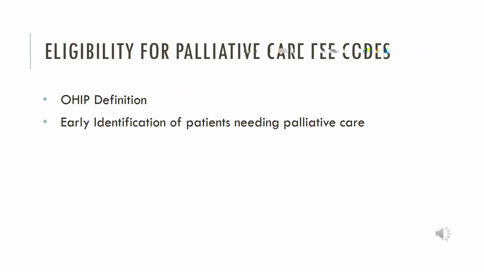As we consider whether Joseph's care is eligible for palliative care fee codes, we can look at 2 sets of criteria for making that decision. The first is the OHIP definition of palliative care, and the second is the current approach to early identification of patients who would benefit from palliative care. Let's look at these 2 different perspectives.